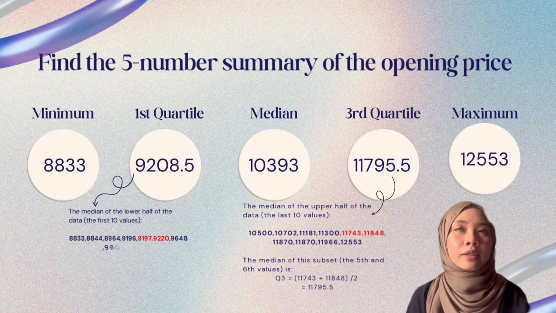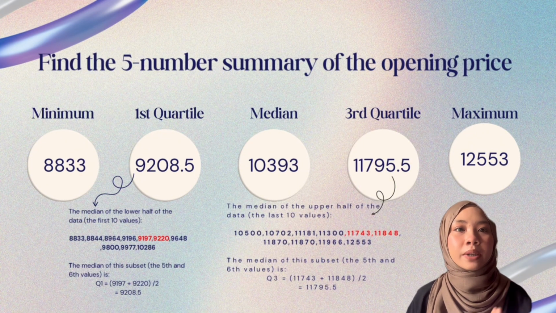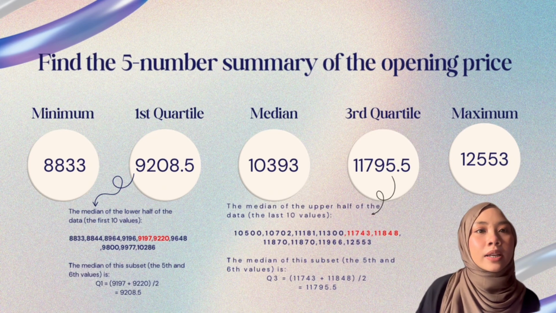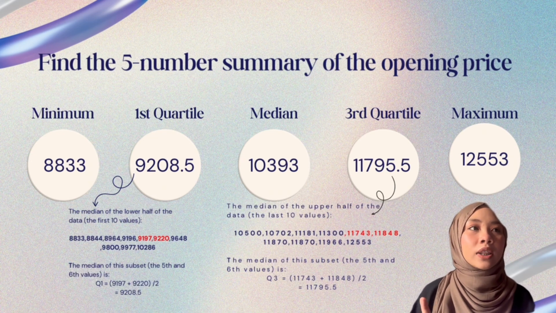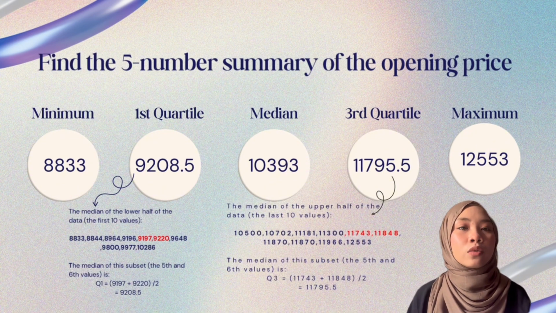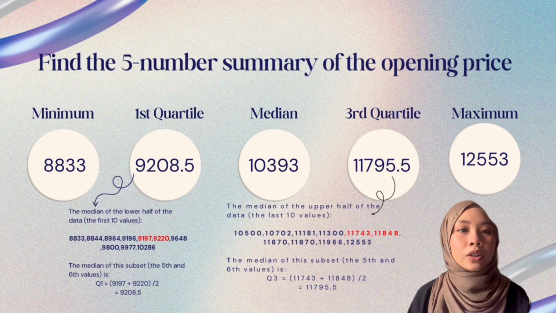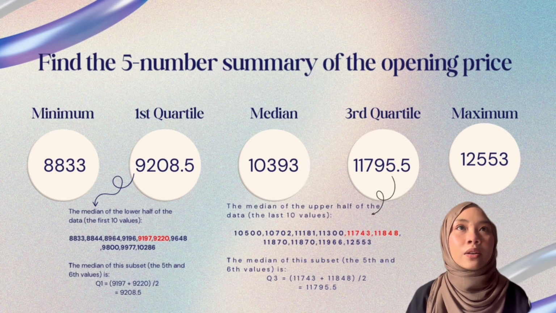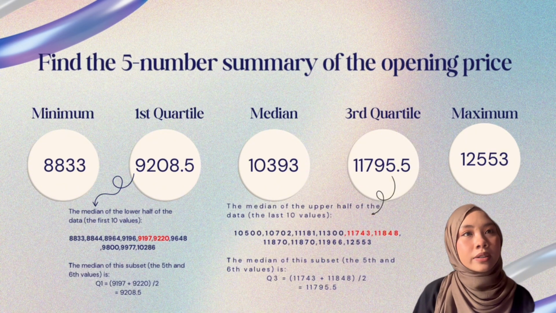The next one, we need to find the 5 number summary for the opening price. We need to find the minimum, first quartile, median, third quartile, and the maximum. The minimum number is 8833. The first quartile is the median of the lower half of the data, the first 10 values since we have a sample size of 20, and we get 9208.5. The median is the earlier number, 10393. The third quartile, the last 10 values of the data, is 11795.5. The maximum, the highest number in the data, is 12553.